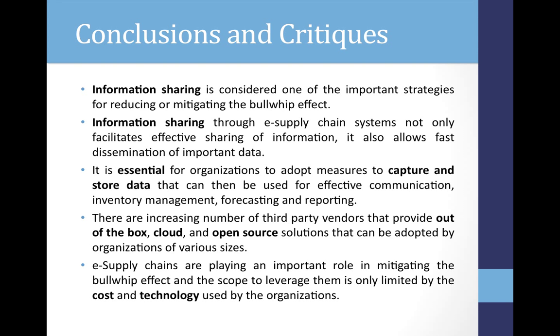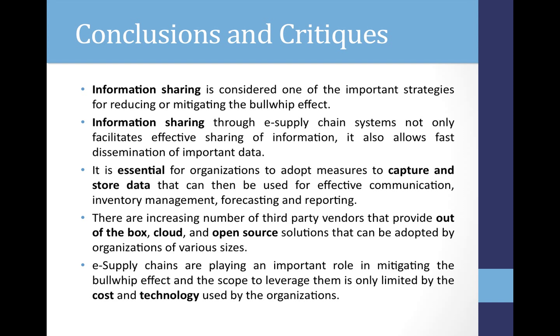To conclude our presentation, information sharing is considered one of the most important strategies for reducing or mitigating the bullwhip effect. Information sharing through an e-supply chain system not only facilitates effective sharing of information, it also allows fast dissemination of important data. It is essential for organizations to adopt measures to capture and store data that can be used for effective communication, inventory management, forecasting, and reporting.